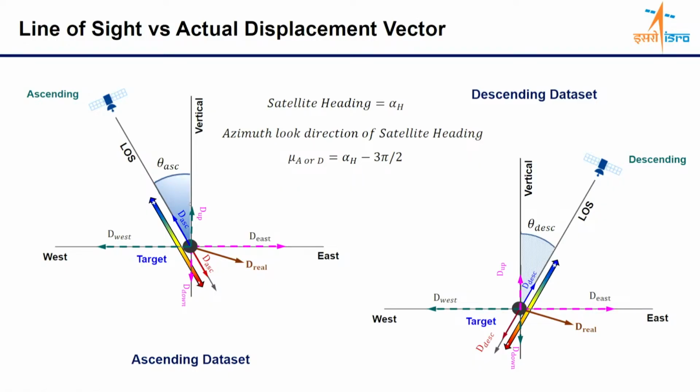But this is applicable for right-looking radars. For left-looking radars, the relationship will be alpha_h minus pi by 2. So here it is important to note that this relationship is true for right-looking radars.